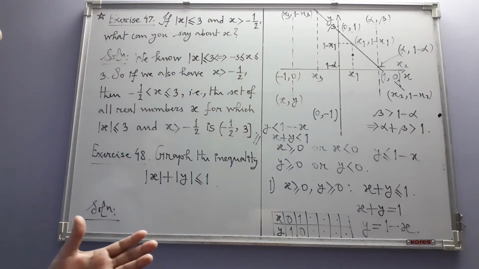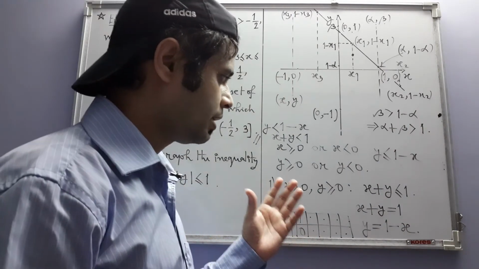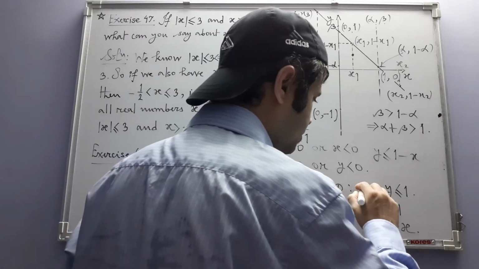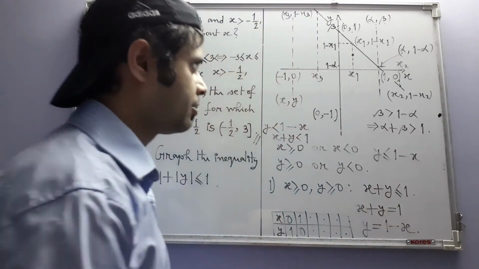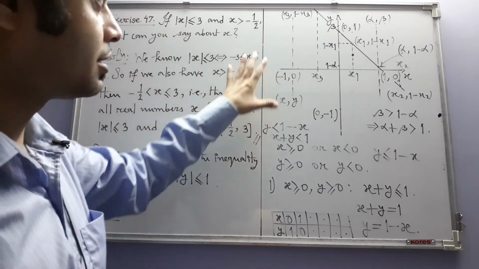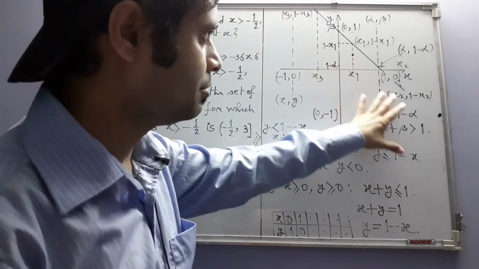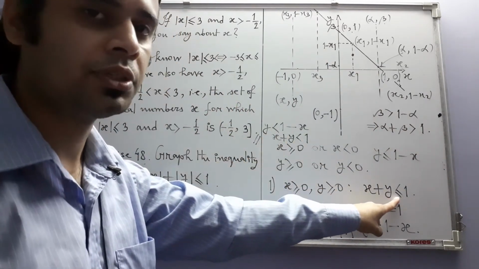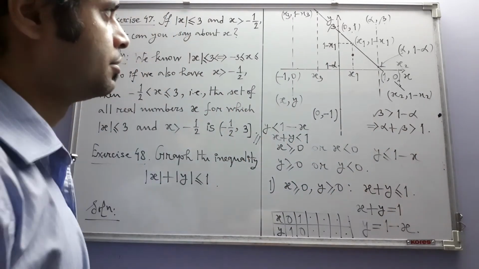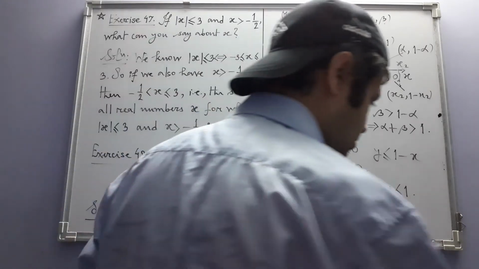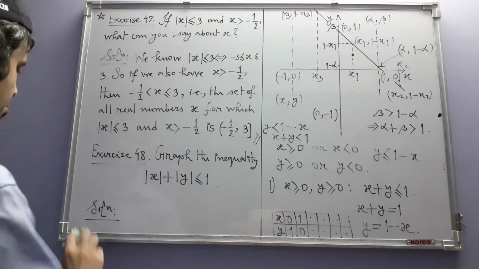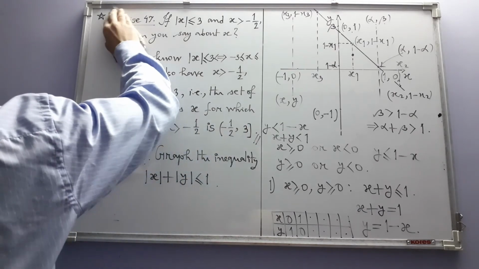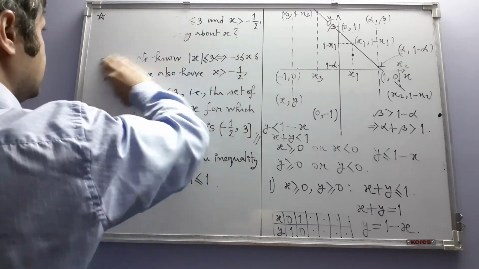This tells us that the set of all points for which x plus y is less than or equal to 1 is the set of all points that lie below this line and also on the line, because we have a provision for equality. Okay, I don't want to wipe this part off, so let us continue from this side.